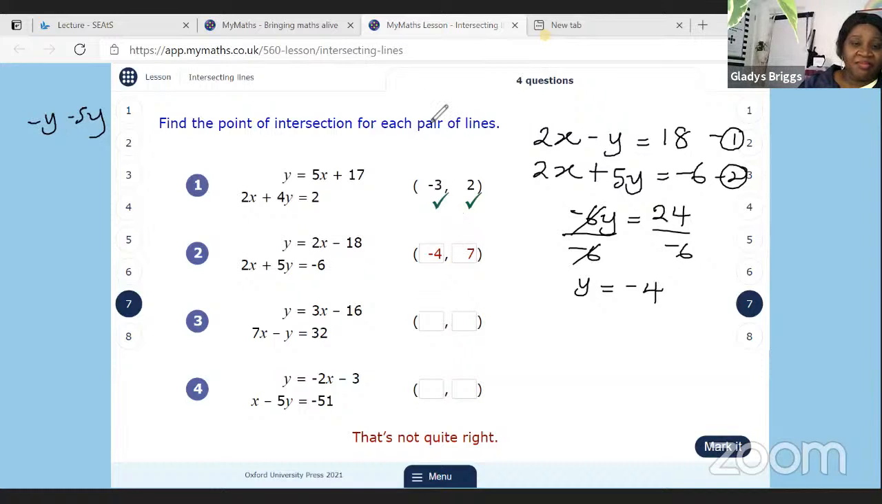Okay, let's see what's happening. It didn't give any of them correct. So, oh, come on. Yes. And then when y equals -4, let's substitute back in.